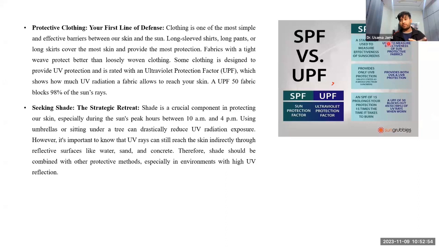UPF provides protection from UVA and UVB, but SPF only provides protection from UVB. SPF of 15 prolongs your protection 15 times the time it takes to burn. So SPF 15 only delays the time to get sunburn. But if you are using SPF of 50, then you are much safer. And UPF 50 blocks 49 out of 50, or 98%, of the UV rays when worn.